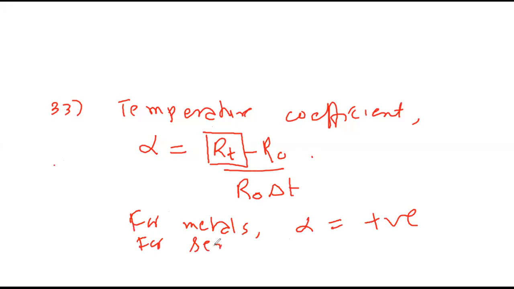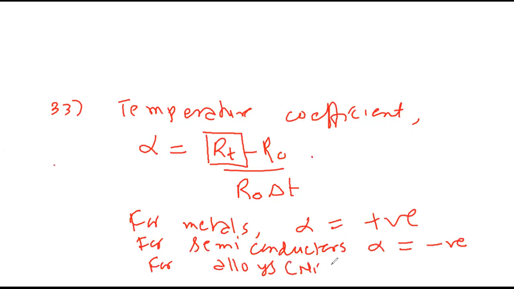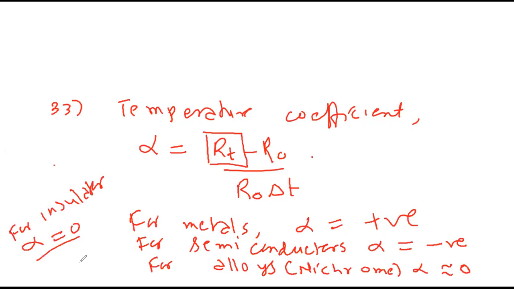For semiconductors, सेमीकंडक्टर भी एक मटेरियल होता है, अल्फा इज निगेटिव, ये उल्टा बिहेव करता है. फॉर एलॉयज लाइक नाइक्रोम, टंगस्टन, अल्फा इज अप्रोक्सीमेटली 0. For insulators, अल्फा इज परफेक्टली 0, क्योंकि उसका रेजिस्टेंस जो है वो कम ज्यादा नहीं होता है.